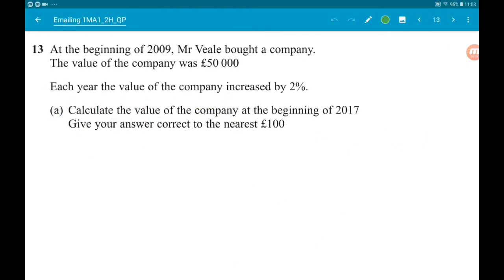Okay, number 13, we have compound interest. So, at the beginning of 2009, Mr. Veal bought a company. The value of the company was £50,000. Each year, the value of the company increased by 2%. Part A wants us to calculate the value of the company at the beginning of 2017, giving our answer correct to the nearest £100.